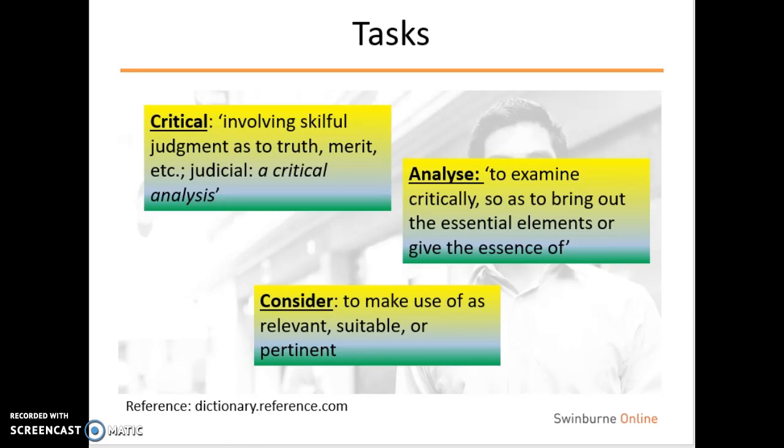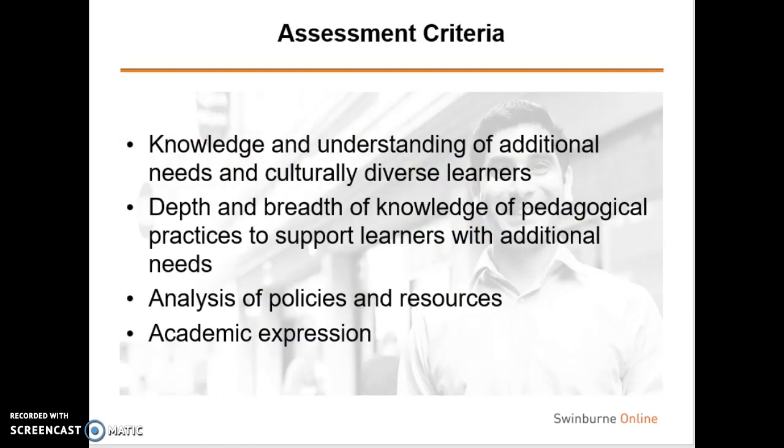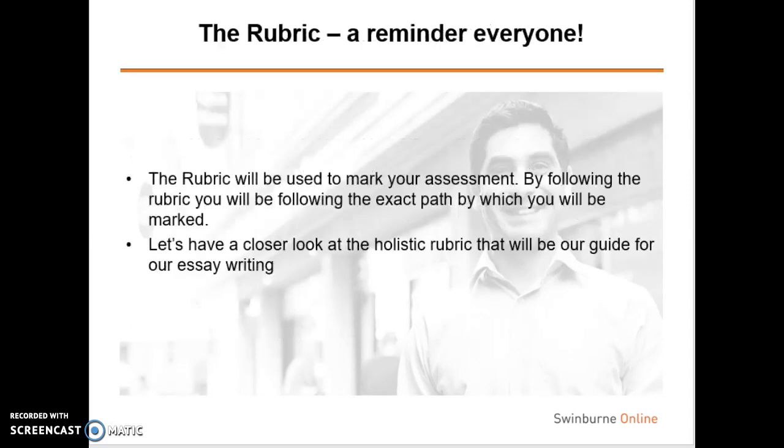Okay, let's move on. The assessment criteria is reflected throughout the holistic rubric, so please ensure that you are meeting each of these as you are compiling your submission. So you must be aiming towards these 4 things that are outlined here. Knowledge and understanding of additional needs and culturally diverse learners, that you have depth and breadth of knowledge. This comes in your research, how wide you are reading. You've analysed the policies, and you've also used good academic expression. So that's the assessment criteria, the overall things that we're looking for.